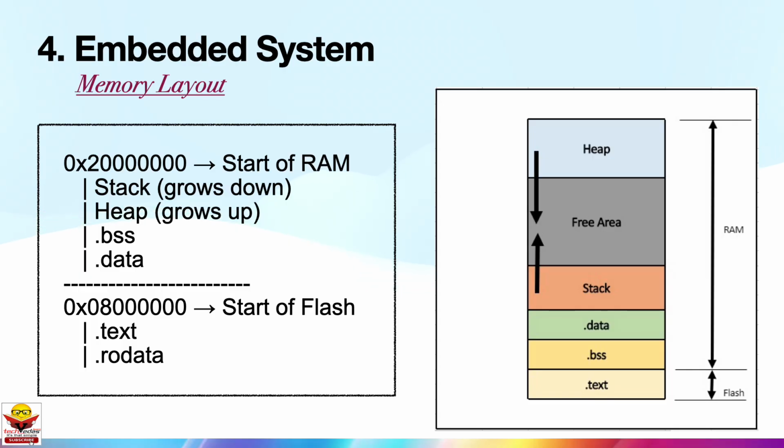Then we have random access memory, also known as data memory, which is volatile in nature, meaning data will be lost once power is turned off. RAM can be split logically by the linker into sections like data, BSS, heap, and stack. The addresses mentioned here are for the reference STM controller.